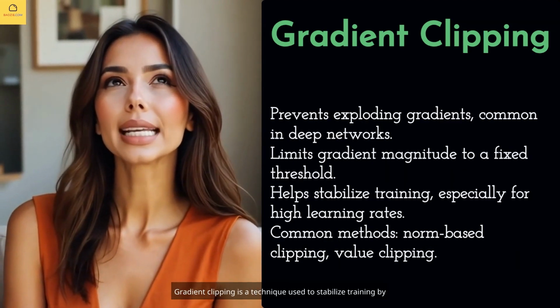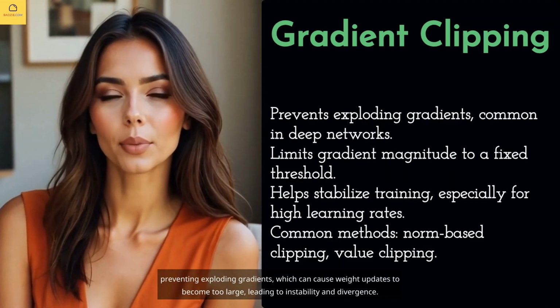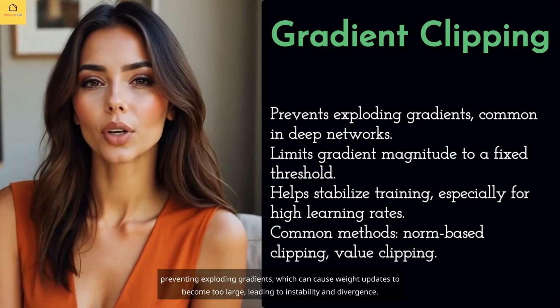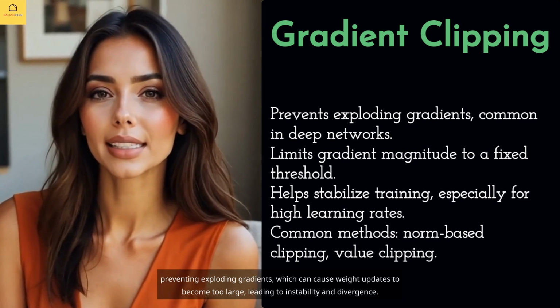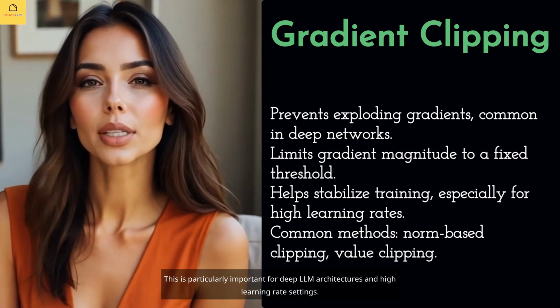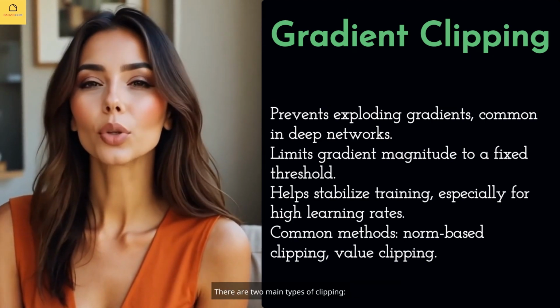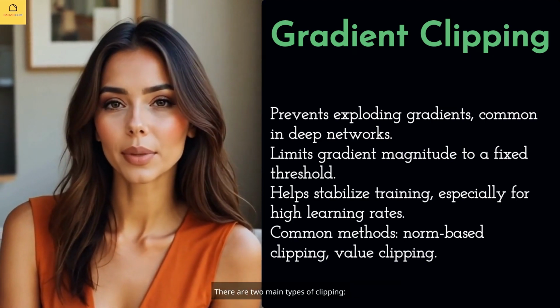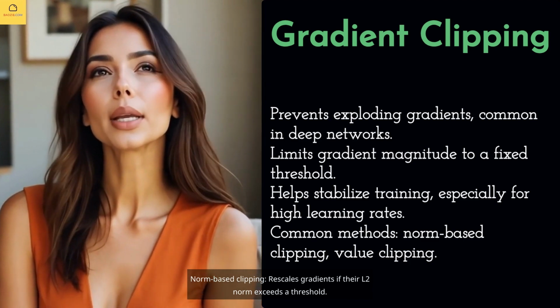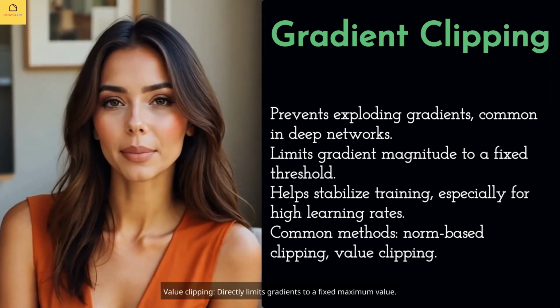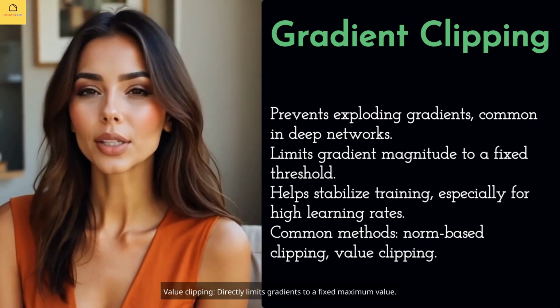Gradient clipping is a technique used to stabilize training by preventing exploding gradients, which can cause weight updates to become too large, leading to instability and divergence. This is particularly important for deep LLM architectures and high learning rate settings. There are two main types of clipping: norm-based clipping rescales gradients if their L2 norm exceeds a threshold. Value clipping directly limits gradients to a fixed maximum value.